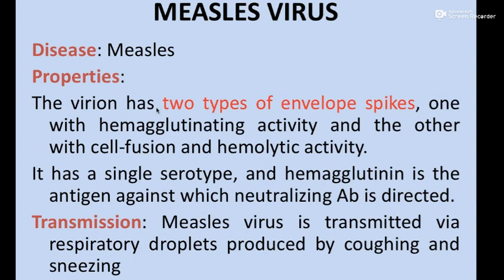Properties: the virion has two types of envelope spikes, one with hemagglutinating activity and the other with cell fusion and hemolytic activity. So we have the fusion protein F and the H protein. It has a single serotype, alhamdulillah, only one serotype, and hemagglutinin is the antigen against which neutralizing antibody is made. Transmission is via respiratory droplets.